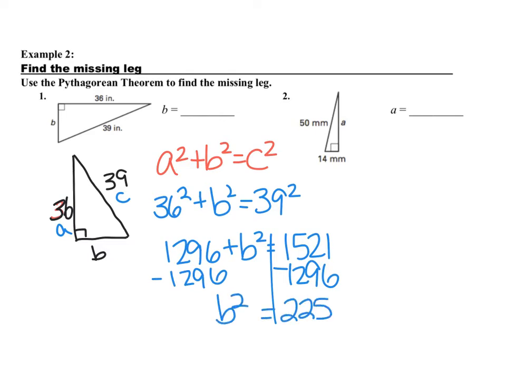And again, I don't want to have a B squared, I want just a B. So just like we did before, we're going to take the square root. So I'll have B is equal to the square root of 225, and you're going to have 15. And so we know that our B is going to be 15 inches. And again, take note that we have a side that's 36, and then 15, and our biggest side is still going to be that hypotenuse.